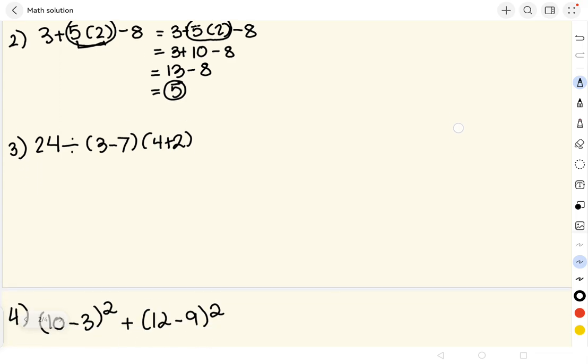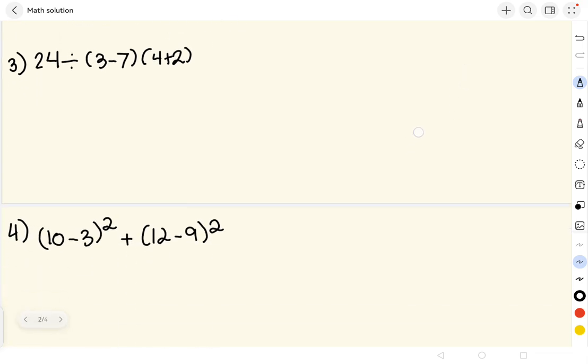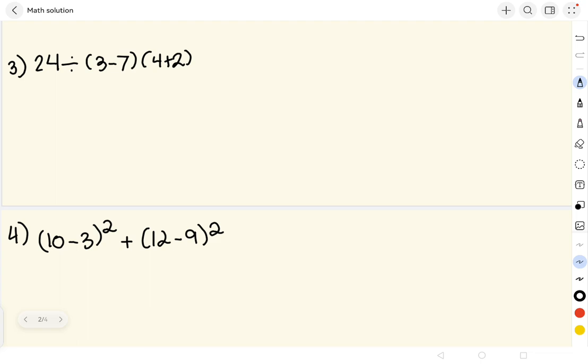If that seemed too easy for you, we have another question. Number 3 is 24 divided by 3 minus 7 times 4 plus 2. Now, people may be surprised that we are subtracting a bigger number from a smaller number. But in algebra, you'll see that commonly.